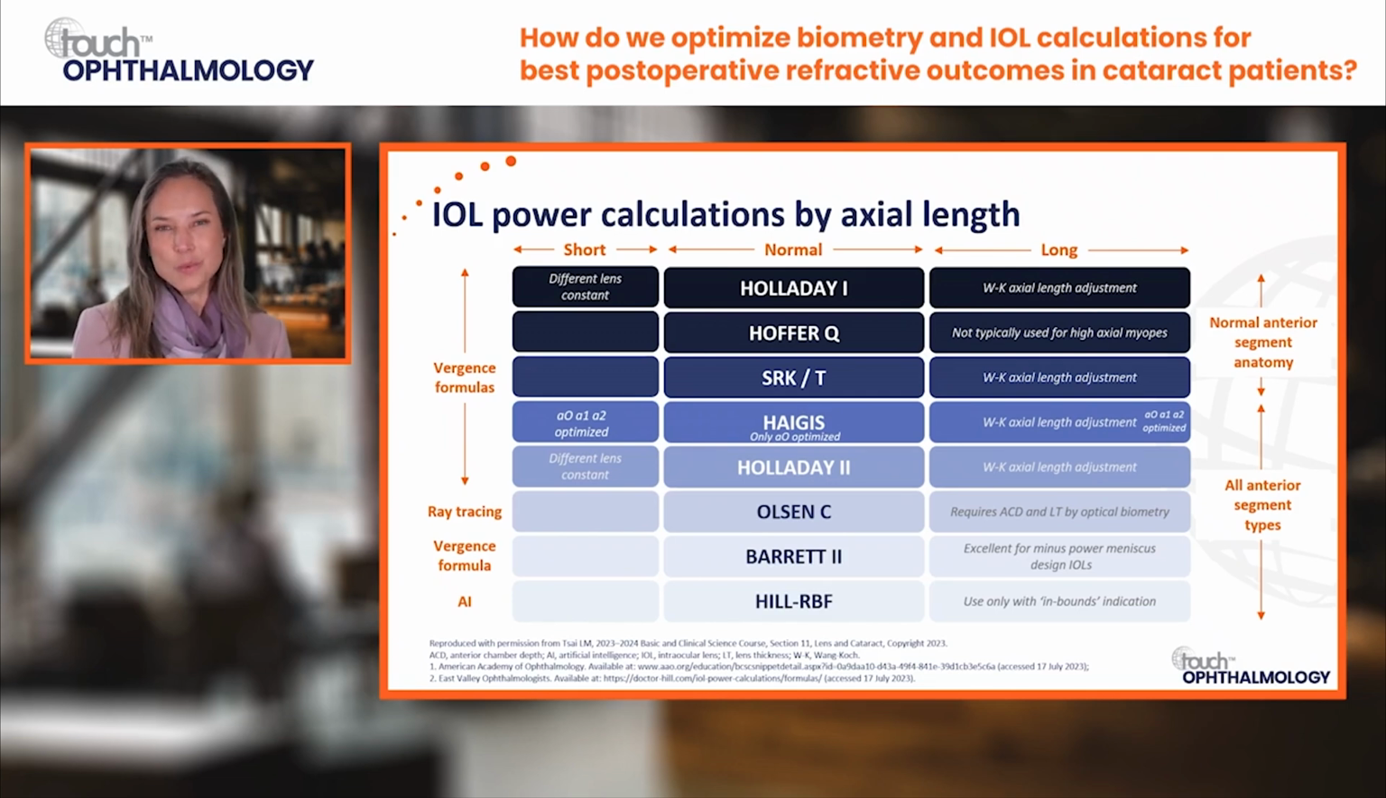But I can share what I do in my practice, especially for short eyes. I like to look at different formulas. I usually look at the Barrett and the Hill RBF.